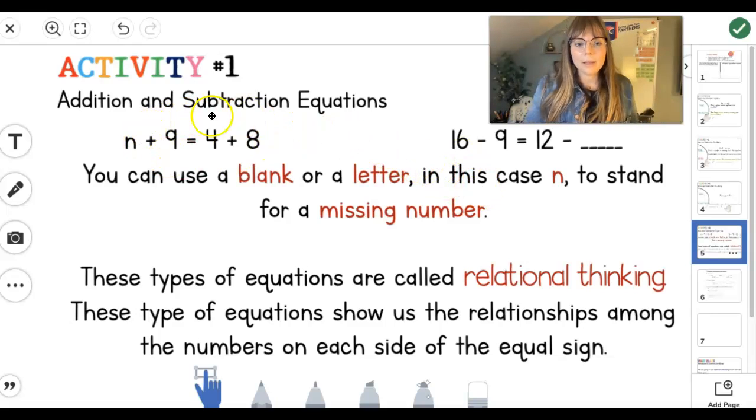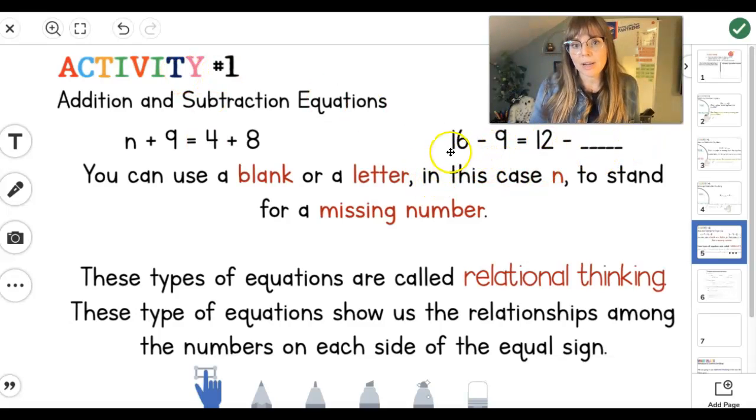Okay. I'd like you to look at this first equation. N plus 9 equals 4 plus 8. There's something different about this equation, right? You can use a blank or a letter, in this case N, to stand for a missing number. N stands for number, so some number plus 9 equals the same as 4 plus 8. They have to be balanced because it's an equal equation.